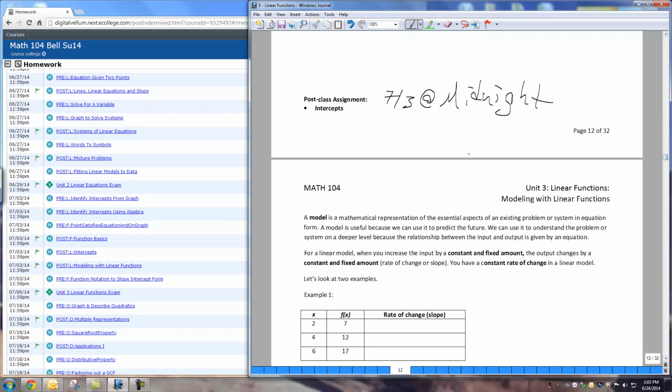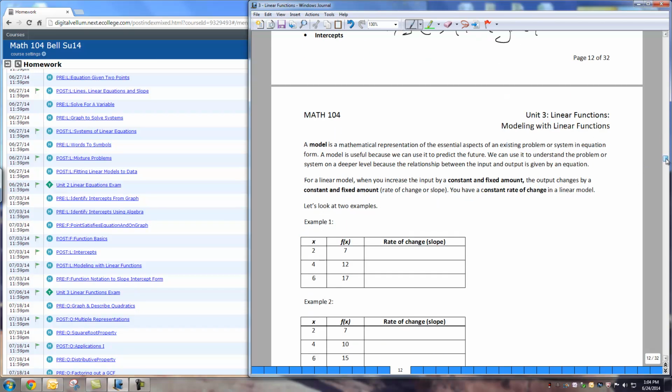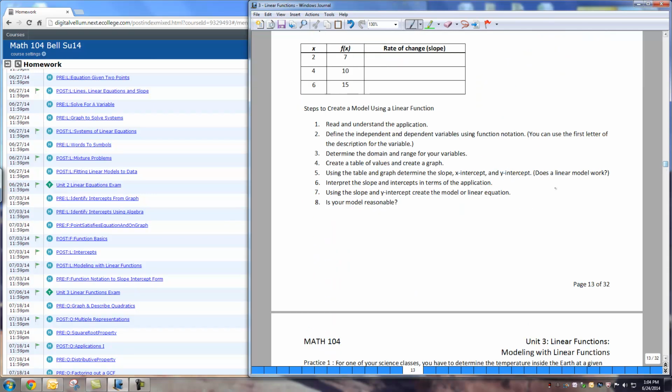Now let's look at a model. A model is a mathematical representation of the essential aspects of an existing problem. A model is useful because we can use it to predict the future. We can use it to understand the problem on a different level because of the relationship between the input and the output. These are the steps for creating a linear function.